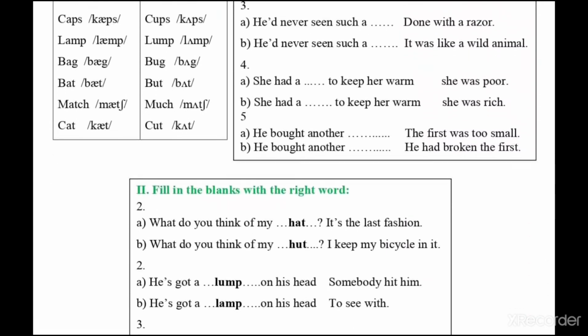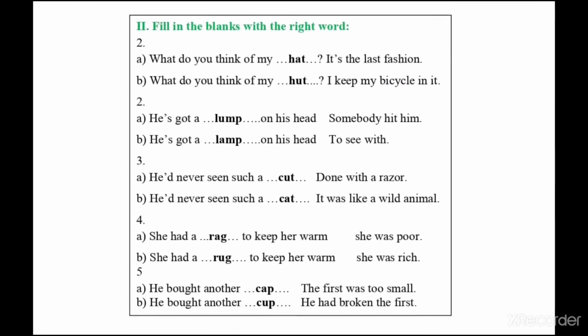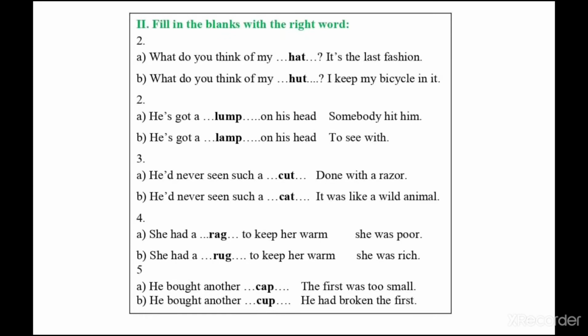Great. Now we try to read all the sentences corrected. Number 1. A. What do you think of my hat? It's the latest fashion. B. What do you think of my hut? I keep my bicycle in it. Number 2. A. He's got a lump on his head. Somebody hit him. B. He's got a lamp on his head to see with.